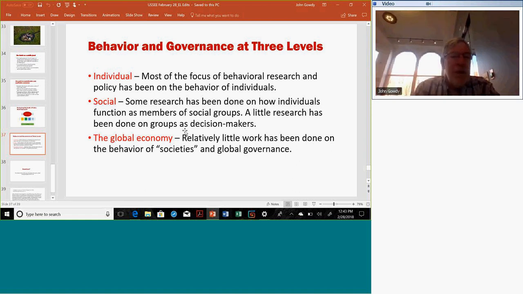And finally, on the global level, relatively little work has been done on the theory of societies. How does the economic base drive social attitudes? What are the different conflicting groups? How is power gained and arranged in small-scale societies and large-scale societies? A lot of interesting stuff is being published.